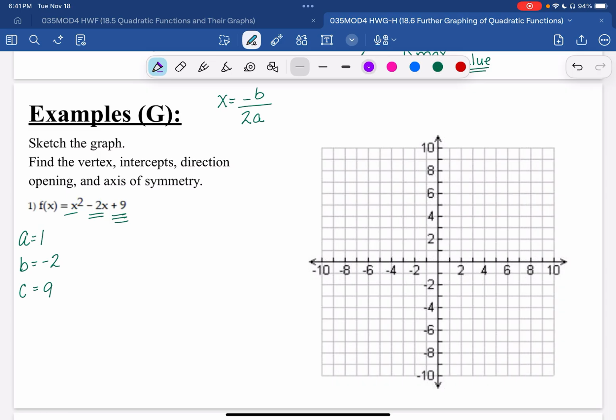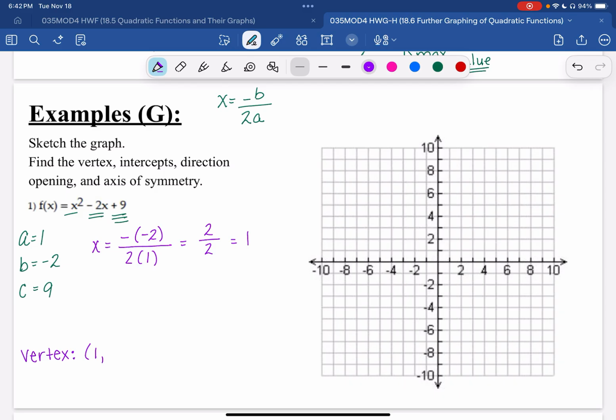So what we're going to do is first find our x value for our vertex. So I'm going to plug that in. So negative b over 2 times a. And then we're going to clean that up. So that gives me a positive 2 over 2. So I get 1. So remember, that's the x value of my vertex. So I know the x.